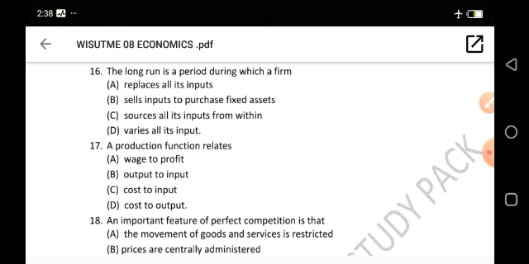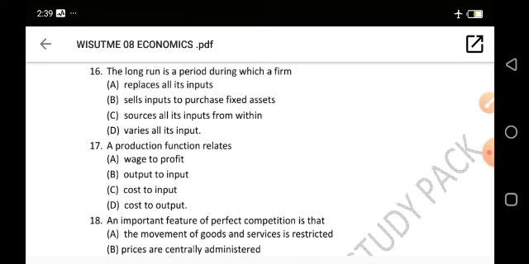A production function relates output to input. If you have to write a production function, of course, it relates output to input. So when we talk about that, we're talking about the technical relationship between your input and your output of goods and services. How many inputs are you going to put in to have this output?